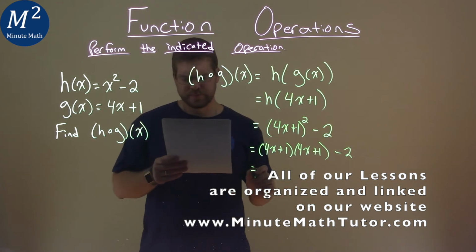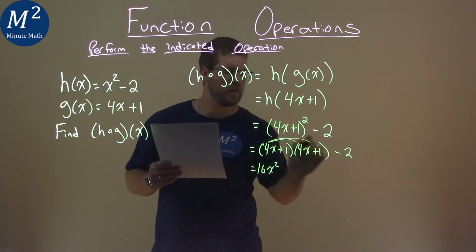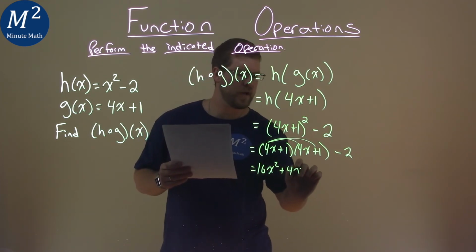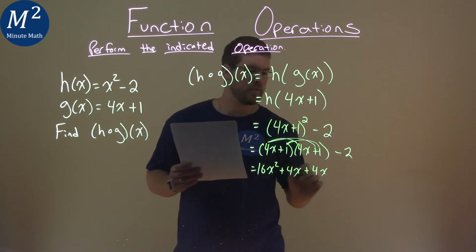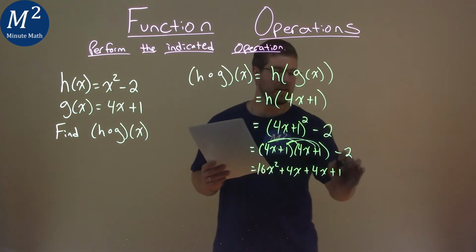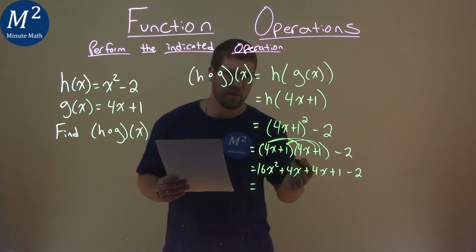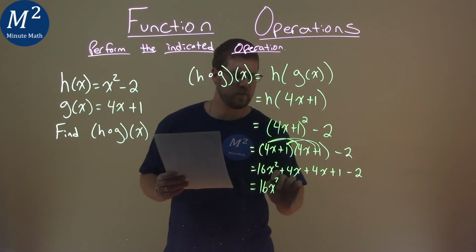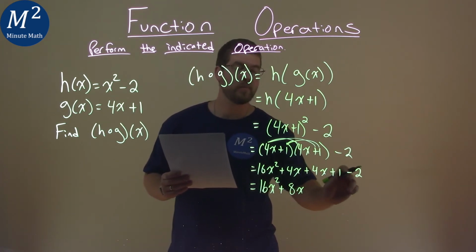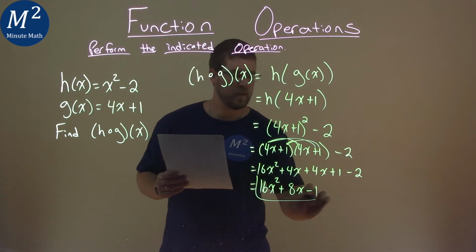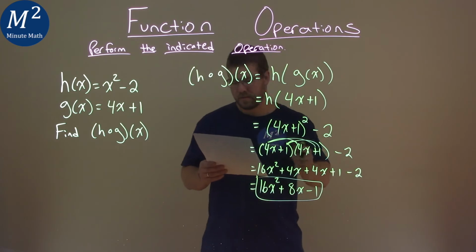So let's FOIL this out. 4x times 4x is a 16x squared. 4x times 1 is a positive 4x. 1 times 4x is a positive 4x. And 1 times 1 is, well, 1. And then don't forget the minus 2 on the outside. So again, let's simplify this. Combine our like terms. 16x squared is really by itself, but 4x plus 4x is an 8x. And 1 minus 2 is a negative 1. And so our final answer here is just 16x squared plus 8x minus 1.